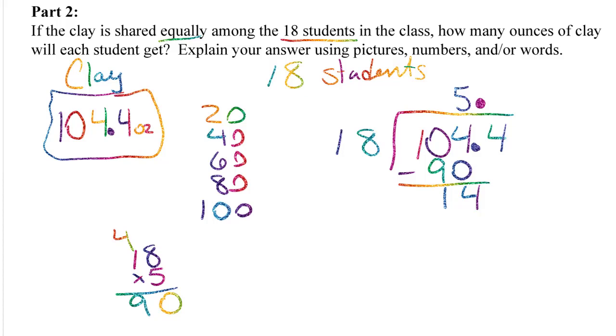Okay. So in this case here, I still have this 4, so I'm going to bring it down. So I'm going to put a 4 down there. And what I like to do, just to remind myself what I'm doing, is I bring my 18 down too. So now what I'm looking at is 18 into 144.